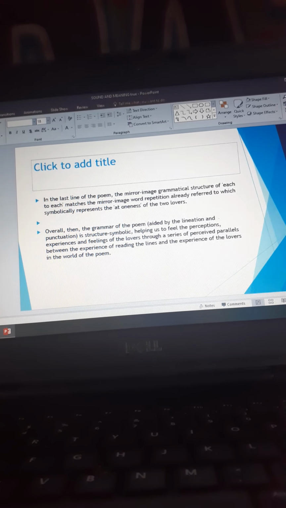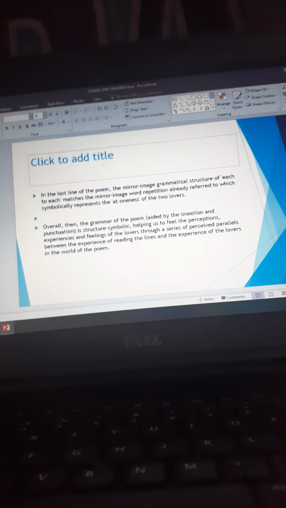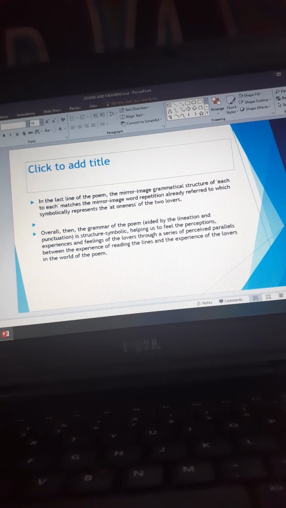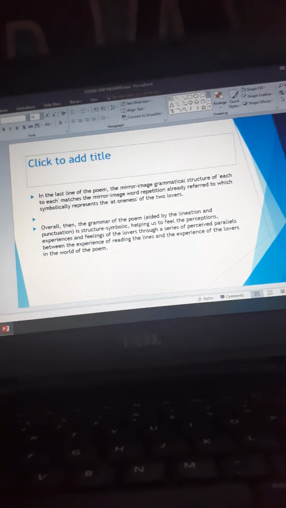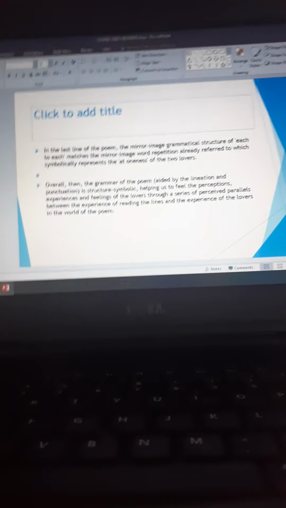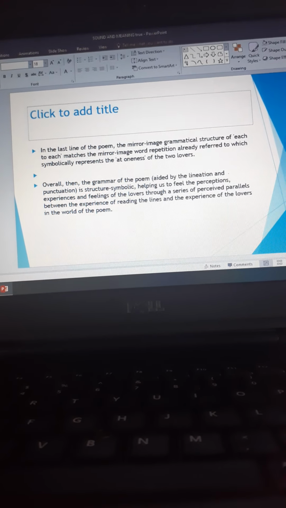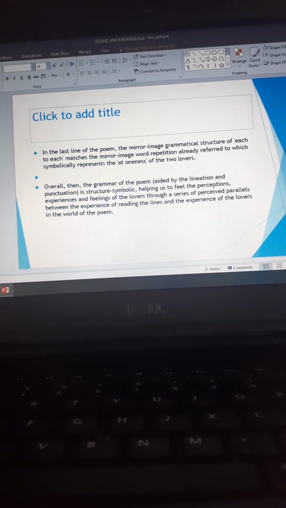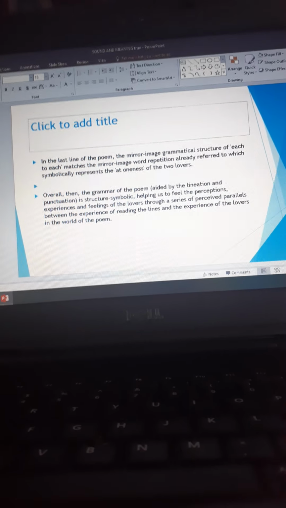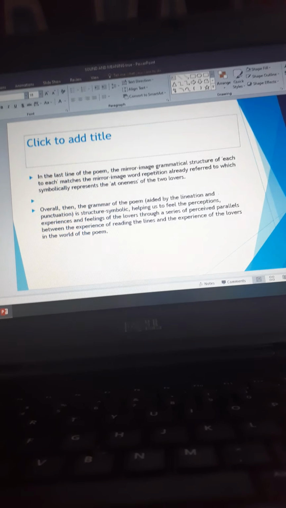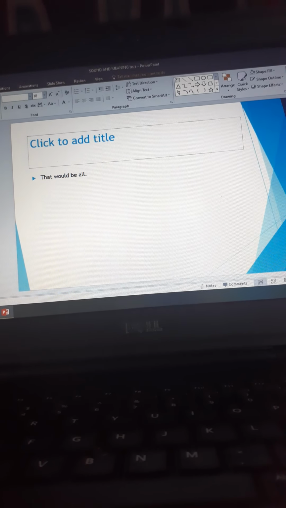In the last line of the poem, the mirror image grammatical structure of each to each matches the mirror image word repetition already referred to, which symbolically represents the oneness of the two lovers. Overall, then, the grammar of the poem, aided by the lineation and the punctuation, is more symbolic, helping us to feel the perception, experience, and feelings of the lovers through a series of perceived parallels between the experience of reading the lines and the experience of the lovers in the world of the poem. That would be all.